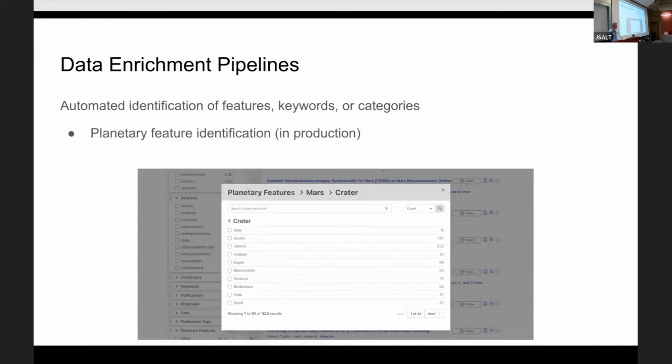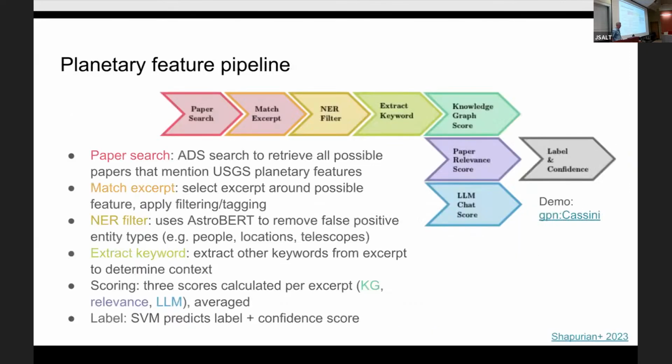In terms of how we use the technology, we now have a pipeline in production that, as I mentioned, is used to identify planetary feature names. This is just the screenshots for it. It basically has a multi-step process that uses some of the techniques that we mentioned: named entity recognition, identification of keywords, and then using a knowledge graph to evaluate how similar the extracted keywords are to the ones associated with particular feature names. And then we use a three-pronged approach, using relevance, knowledge graph score, and answers from an LLM, to decide whether a particular feature does, in fact, belong to a particular solar system object or not.